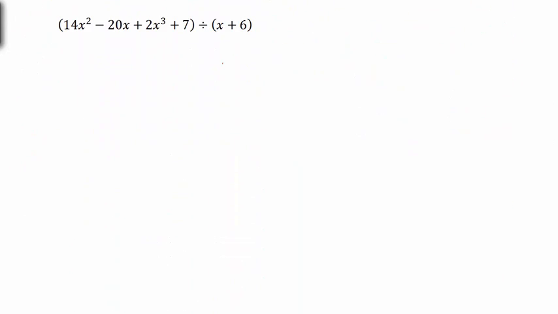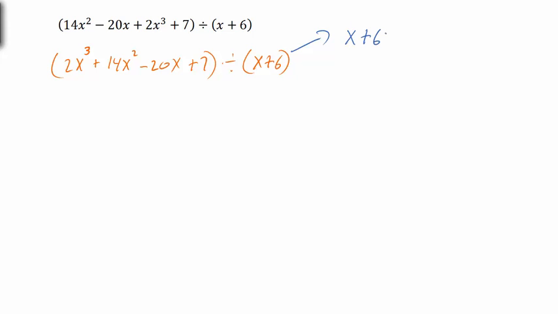So once again, for this example, we're going to put this in descending order. So we're going to bring down the 2x cubed, the positive 14x squared, and then we have a negative 20x and a positive 7, and that's divided by the x plus 6. And once again, for the x plus 6, we're going to take and set that equal to 0. We're going to solve for x, so x equals a -6. So that's going to be the number we put out front for our division, is the -6.